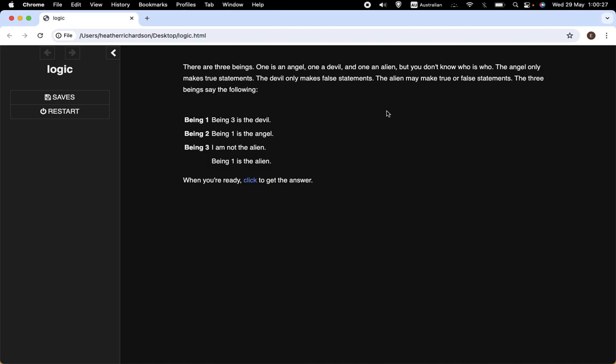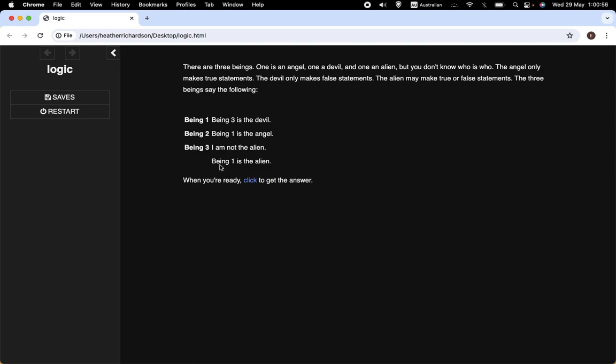So what I'd probably do then, and I'm not doing all this in my head, this is way too hard to do in my head, I'm writing this down on a piece of paper, is have a look at the possibilities and see whether they contradict each other. So if we have devil, alien, angel, being one would say being three is the devil, which would be a lie, which makes sense for the devil.